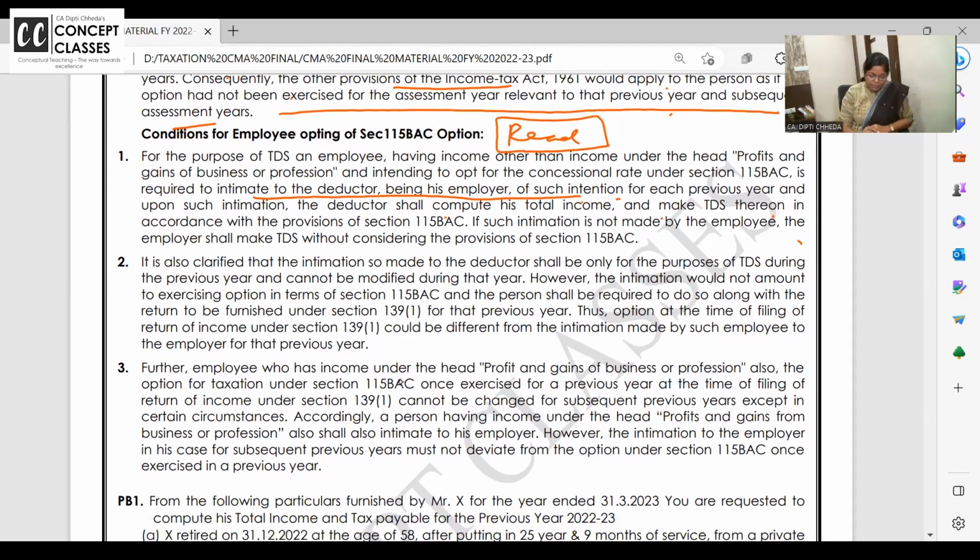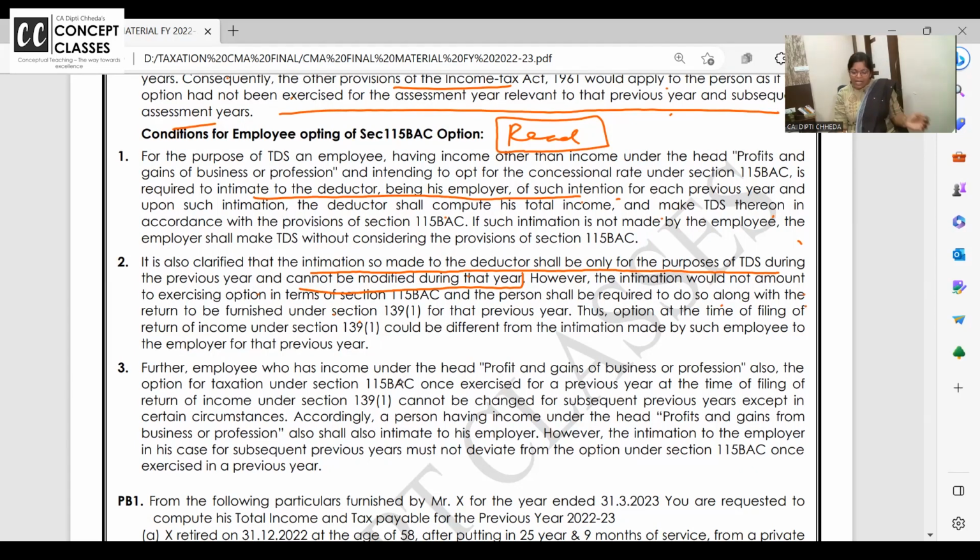Now, it is also clarified that the intimation made shall be only for the purpose of the TDS during the previous year. It cannot be modified during the year. Once made in April, in August you cannot change the mode. However, intimation would not amount to exercising the option, and the person shall be required to do so along with the return to be furnished under 139(1) for that previous year.